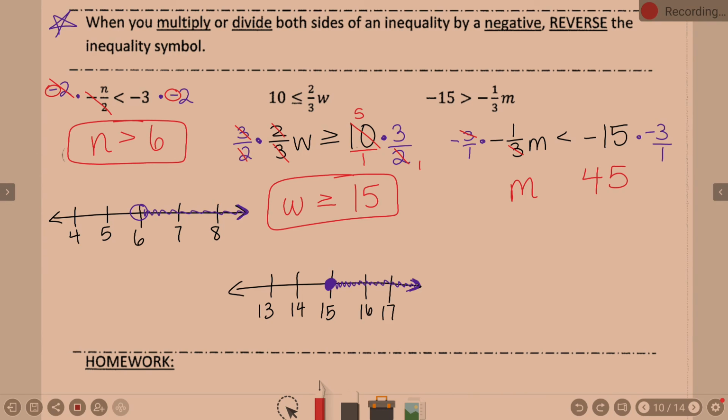Okay, so as always, before I write down this sign, keep it or flip it. Flip. I multiplied by negative 3 on both sides. So I'm going to flip it. And it's m greater than 45.